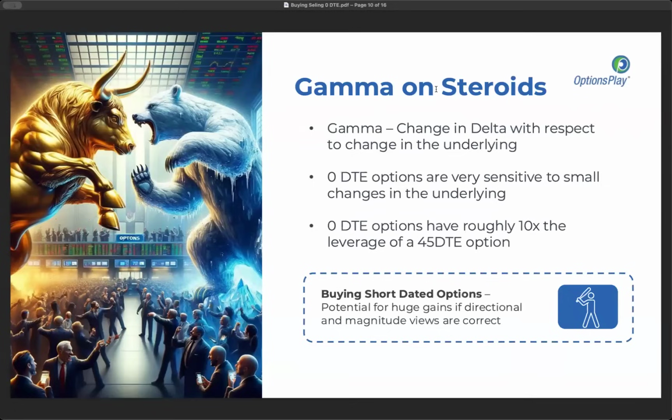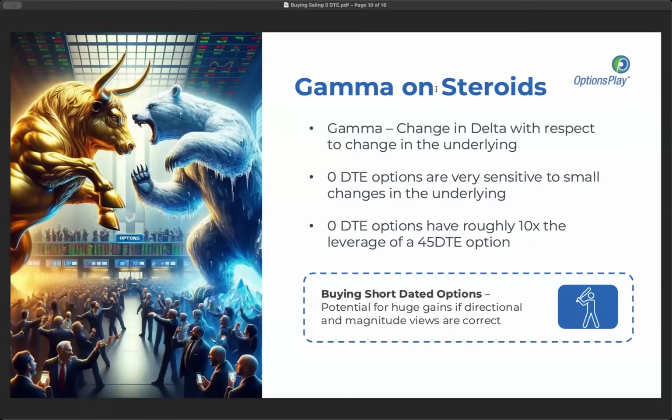Because as we said, gamma measures the change in delta with respect to changing underlying, but 0 days to expirations are very, very sensitive to small changes in the underlying. So small changes in the underlying will cause big, big swings in the delta of an option. Meaning a small change in the underlying price will have a much larger effect on the value of your option when you're trading shorter dated options than if you're trading longer dated options.